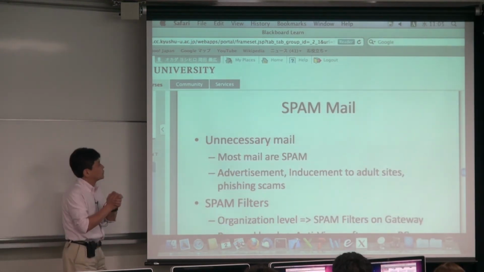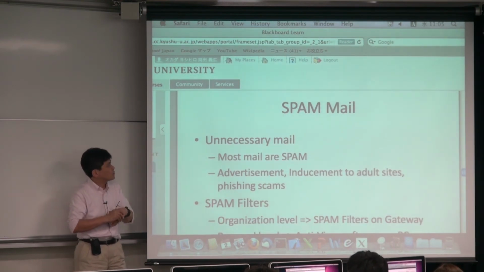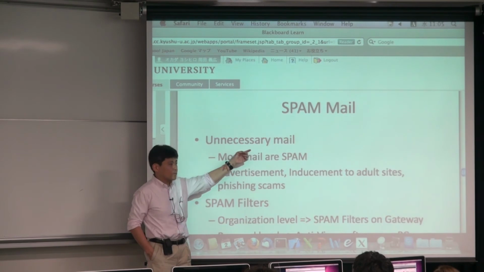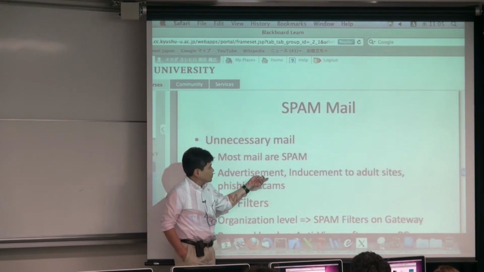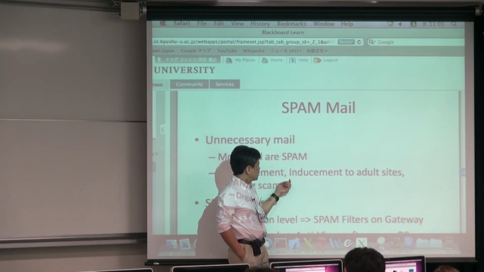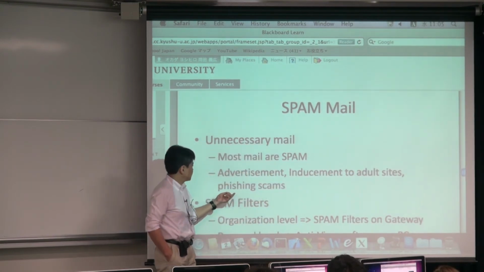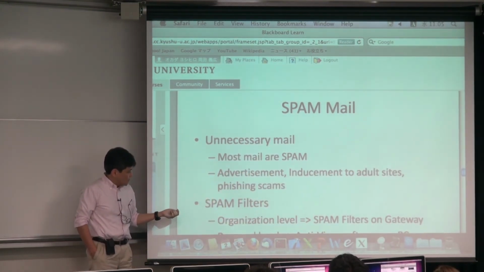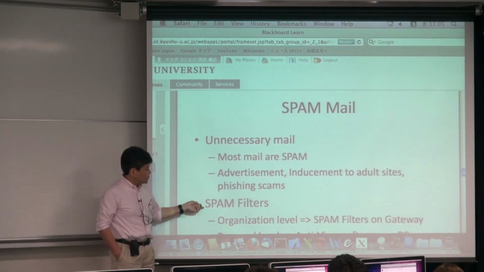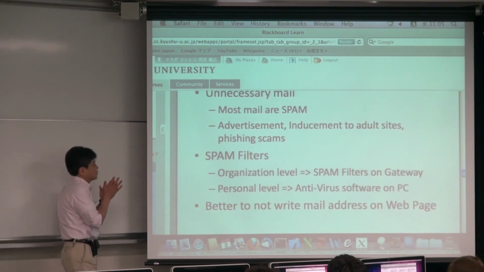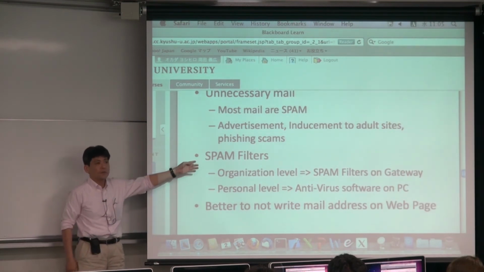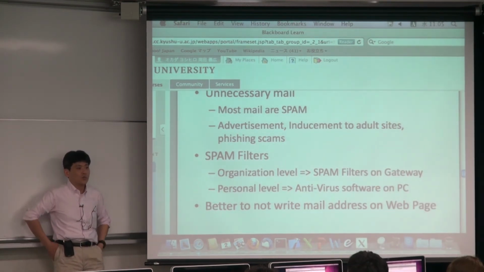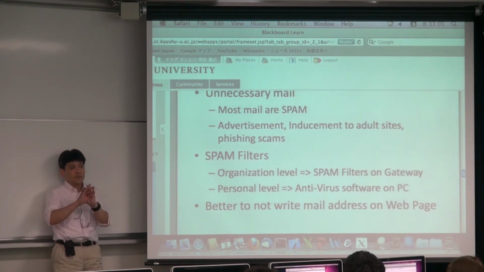Another term is spam mail. Maybe as you know, this means unnecessary mail. Most mail is spam. For example, advertisements, and some mail wants to induce you to another site, or phishing scams. So a spam filter is important. In some cases, the mail server has spam filter functionality to automatically remove spam.